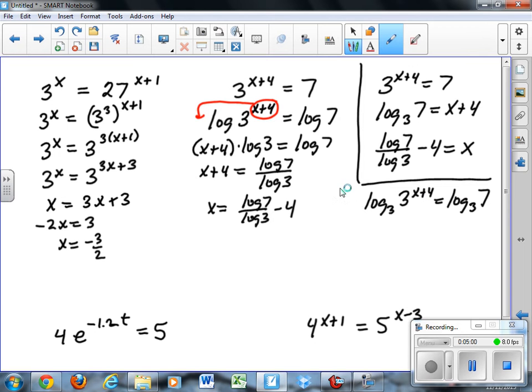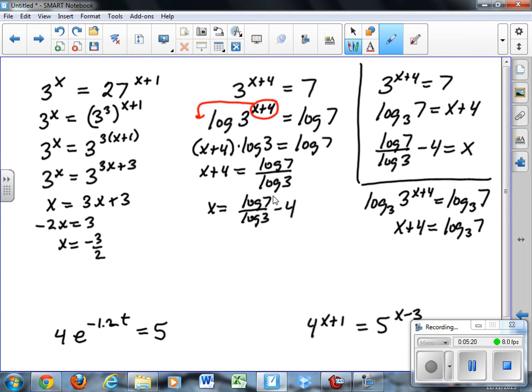You can also think about, I could bring the x plus 4 out front. Log base 3 of 3 is just 1. So this whole thing simplifies to x plus 4 equals log base 3 of 7. 3 different ways to approach it. You're going to get the same answer any way you do it, because notice we're back to this line again.